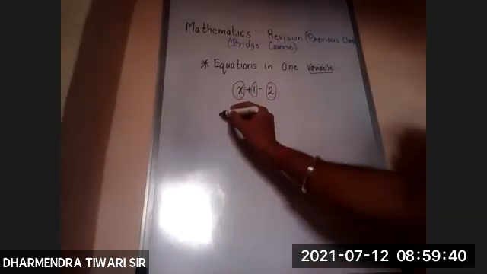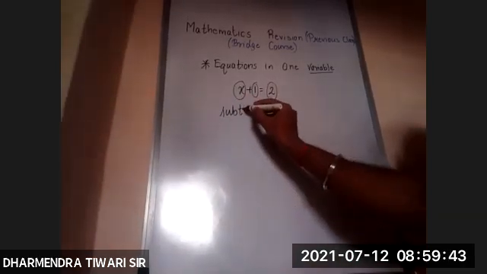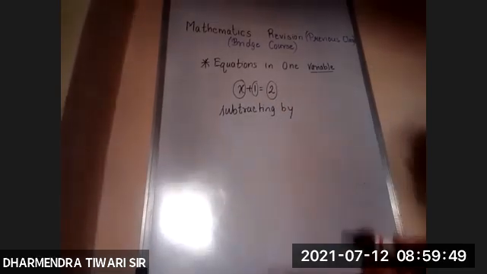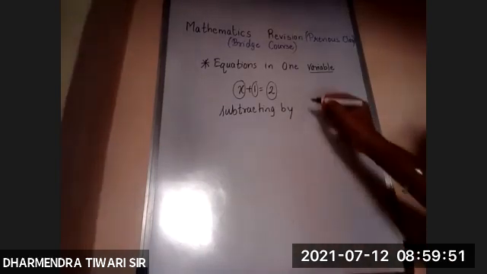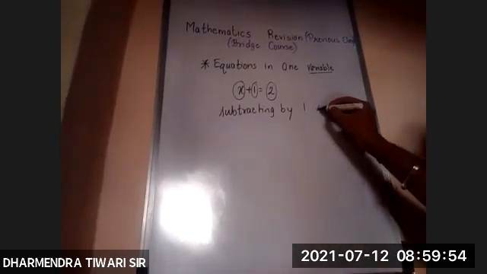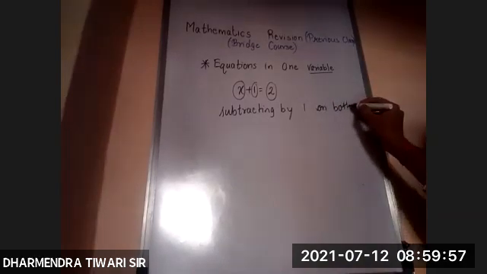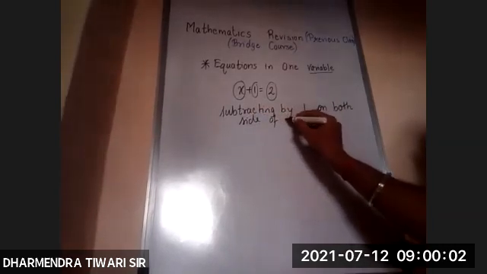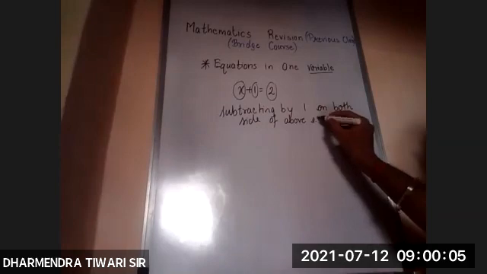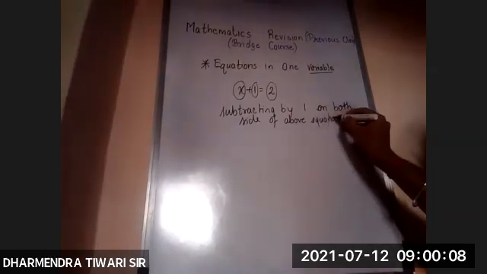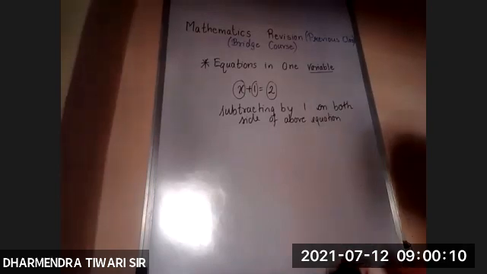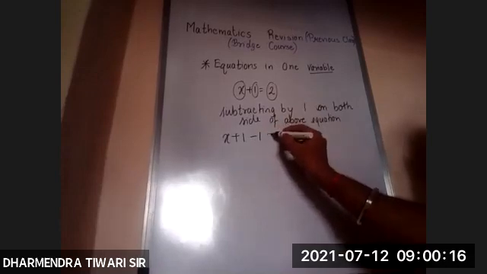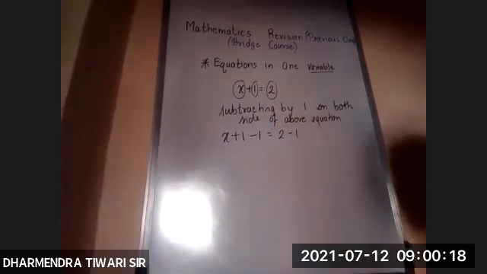What we can do is subtract 1 on both sides of the above equation. So by this statement, we can see that x plus 1, subtracting 1 in the sense take minus 1, is equal to 2 minus 1. Hope you have understood this step.